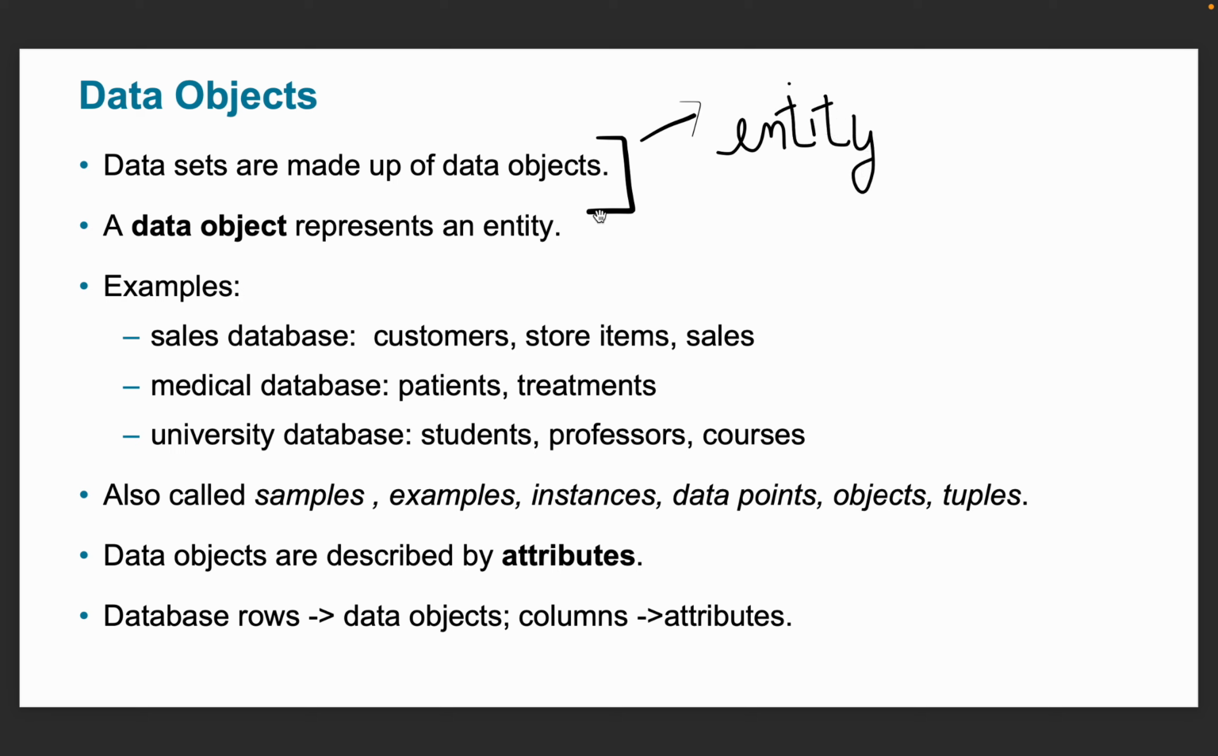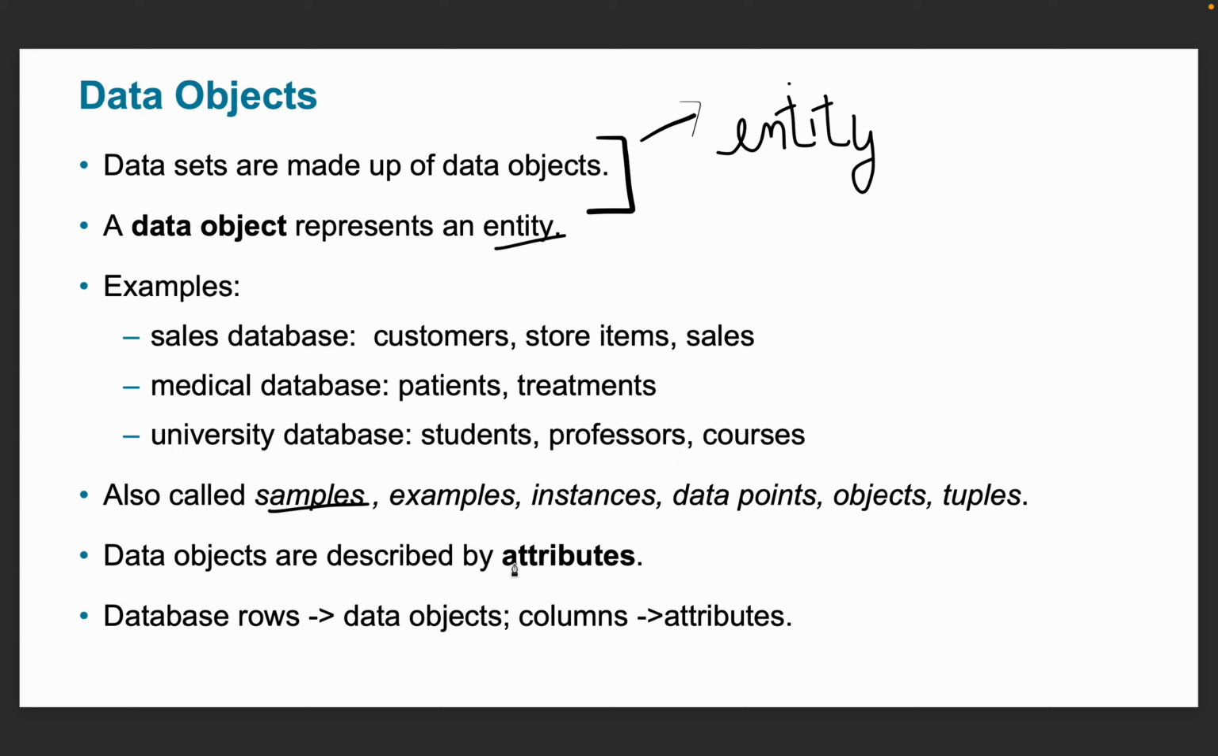A data object represents an entity. Examples are a sales database that stores customers, items, sales; a medical database with patients, treatments; a university database with students, professors, courses. For example, in the database we have a students table, and each record represents a data object. They are also called samples, examples, instances, data points, objects, tuples. These are the different names of data objects.